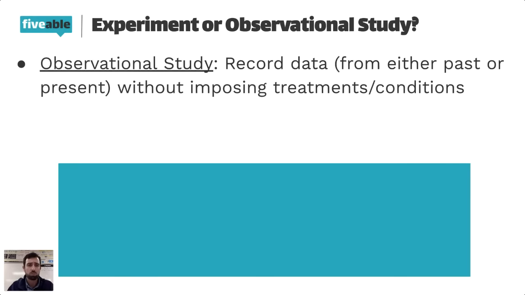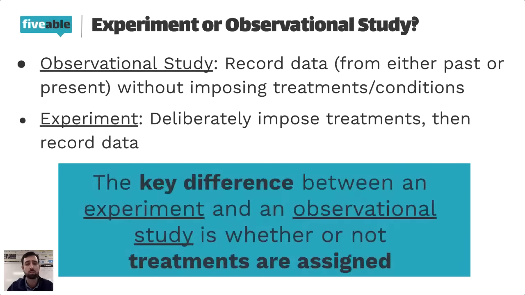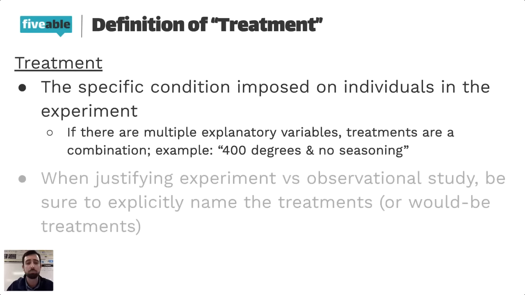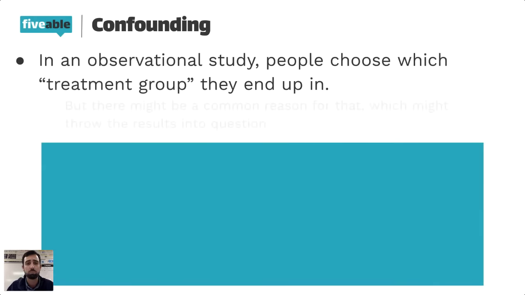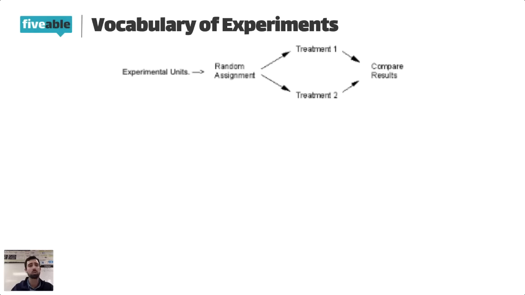So what is the difference between experiment and observational study? Observational study, it doesn't impose a treatment. So we're just measuring something. Whereas an experiment does impose a treatment. So that's the key difference between an observational study and an experiment. A treatment is a condition imposed on the individuals in an experiment. So something that we give them. Confounding is a variable that will have an impact on the response variable while also having an impact on group placement.